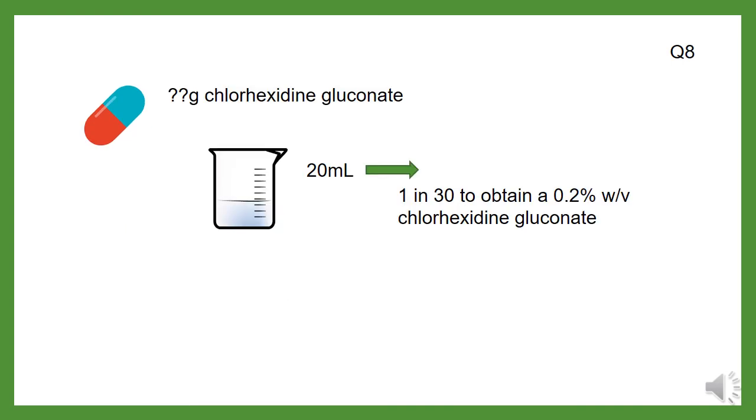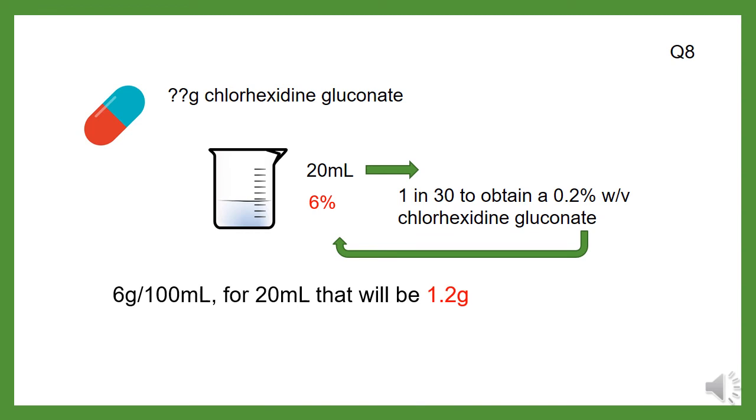For question number 8, this is very similar to the previous question. Now you need a solution. When you dispense to the patient, they will do a 1 in 30 dilution to achieve 0.2% chlorhexidine gluconate. Again, you reverse by multiplying by 30. You know that the stock solution is 6%. So over here, 6% means 6 gram in 100 ml. So for 20 ml, you just need to divide by 5. That will give you the answer of 1.2 gram.